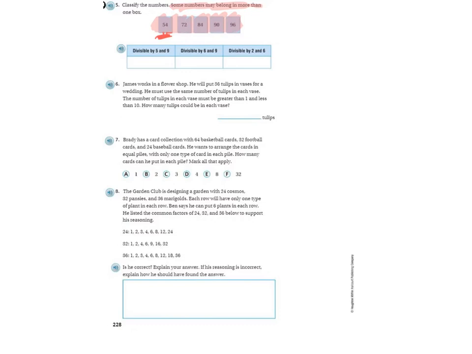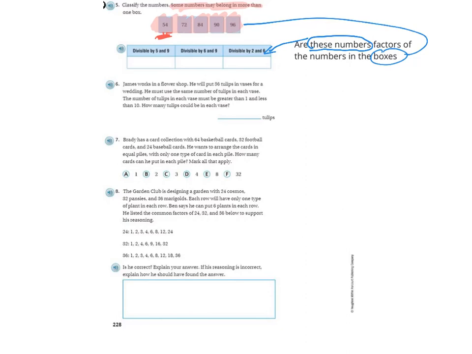And this is the first time I'm going to translate for you. I'm going to translate this complicated looking chart into actual real English. So, how about this? Are these numbers factors of the numbers in the boxes? That's all it's saying. Are these numbers, which numbers, Mr. Carey? Okay. Are these numbers factors of the numbers in the boxes? That's all that's asking you. Now, this is where we get methodical with it, and we start going through, and I'm going to erase.